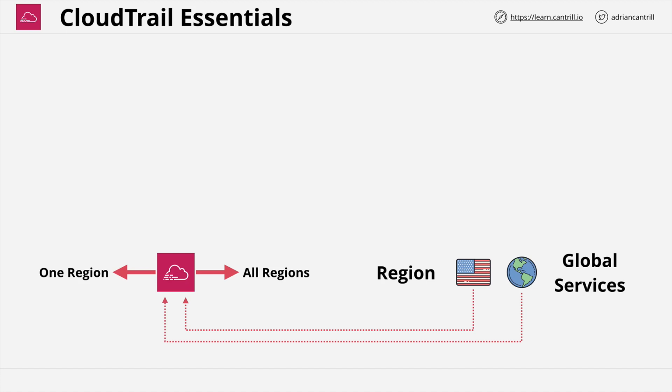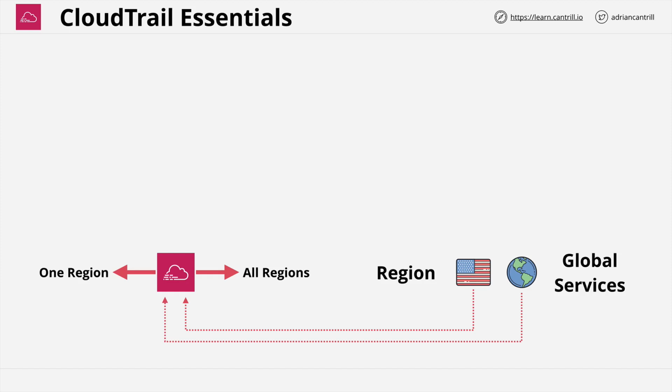And when you create a trail, it's one of two types. One region, so it is always isolated to that one region, and you would need to create one region trails in every region if you wanted to do it manually. Alternatively, you could create an all regions trail, and that encompasses all of the regions in AWS, and it's automatically updated as AWS add new regions.